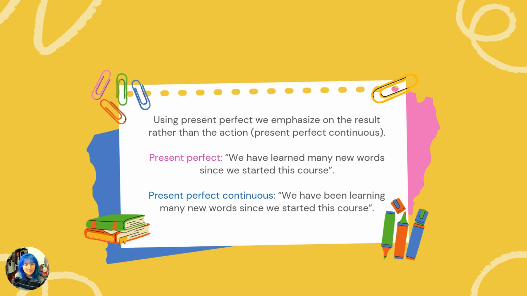We have here the difference between the present perfect and the present perfect continuous. To summarize, the present perfect tense is great for talking about life experiences, ongoing actions, and things that still affect the present. It is not the same as the present perfect continuous, because the present perfect emphasizes the result rather than the action. To emphasize the action, we have the present perfect continuous.